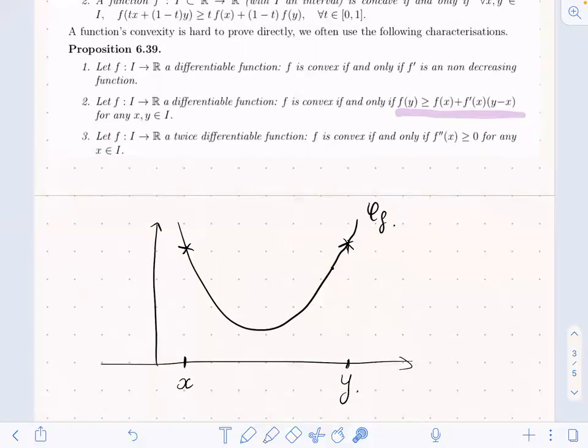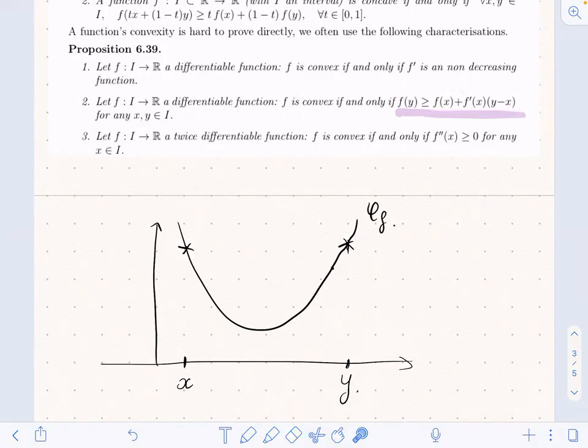And this is the best statement to actually see what it means. If we take a look at the term on the right hand side, we're going to compare f of y to this value here, f of x plus f prime of x times (y minus x). Does this remind you of anything? It's the tangent at point x.